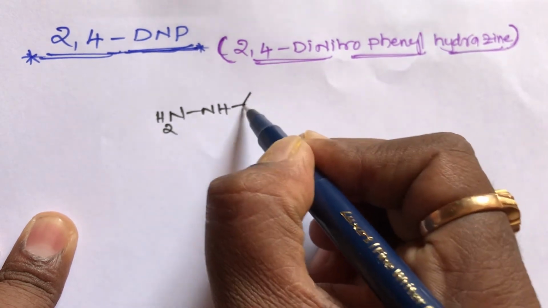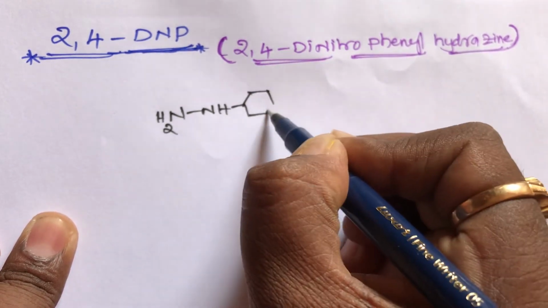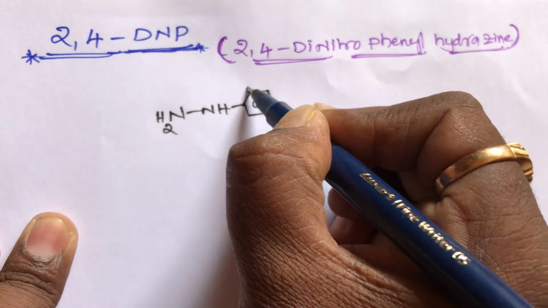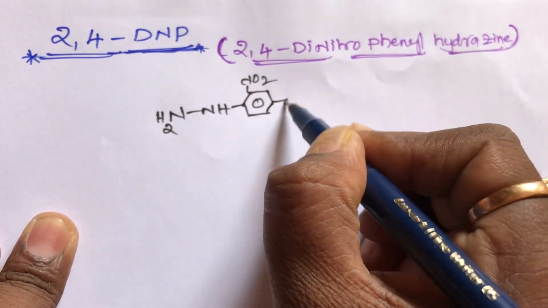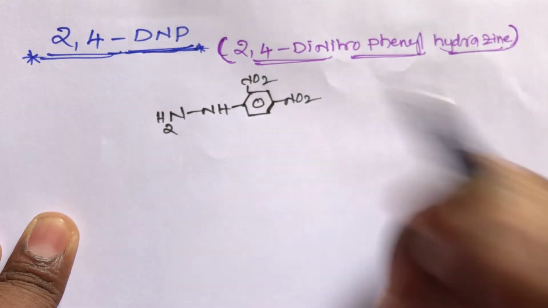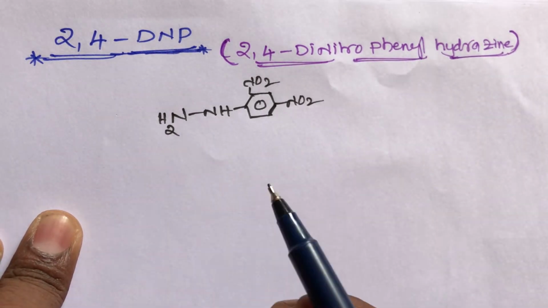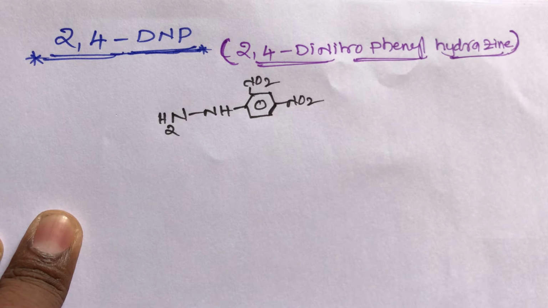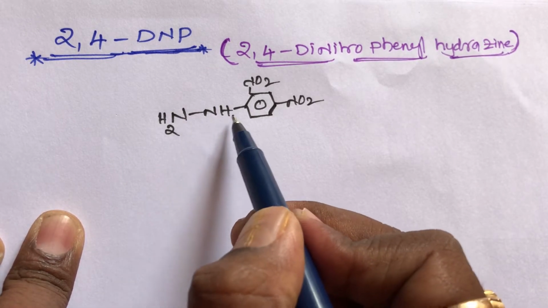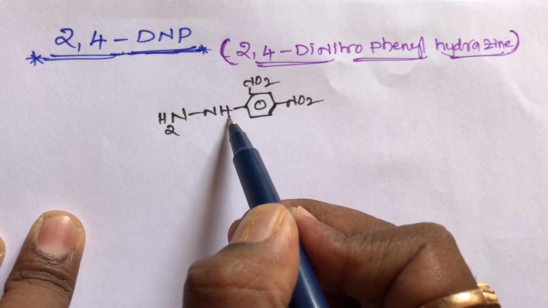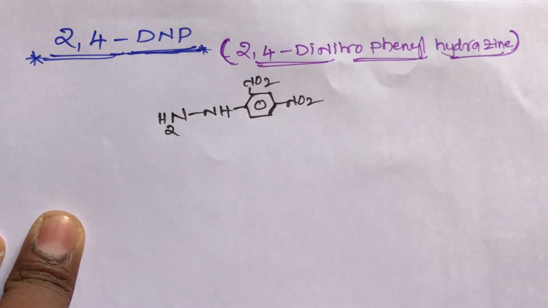NH, NO2, this NO2. This is hydrazine. We know the structure, students. Hydrazine formula is N2H4. We can write the structure as NH2 bond NH2. But here, in NH2 bond NH2, instead of one hydrogen, I am taking one phenyl group.